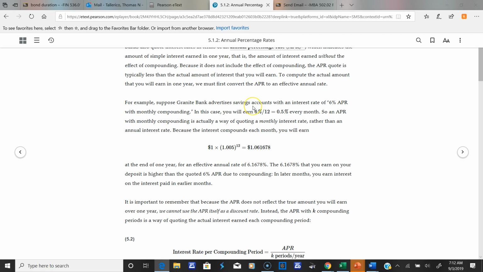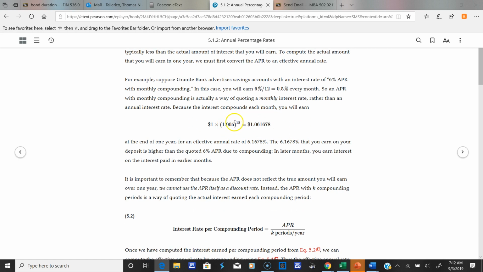So suppose Granite Bank advertises savings accounts with an interest rate of 6% APR, notice how they say APR, with monthly compounding. In this case, you will earn 0.5% a month, right? So an APR with monthly compounding is actually a way of quoting a monthly interest rate rather than an annual interest rate. And that would be I, right? Because the interest compounds each month, you will earn 0.5% each month.